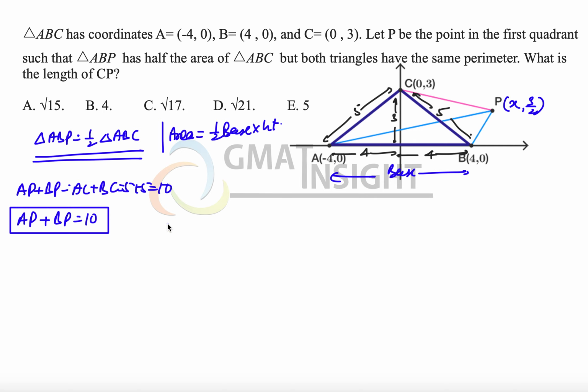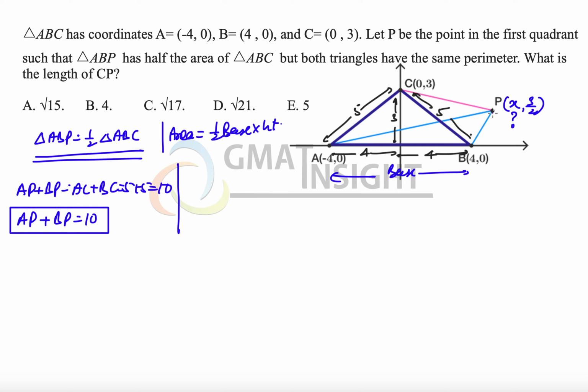Okay, having noted this information, now let us see what the question is asking. What is the length of CP? If we knew the coordinates of point P, we could use the distance formula to find the length of CP. So the only problem is the x coordinate of point P. So now every single effort will be directed towards finding the x coordinate of point P.